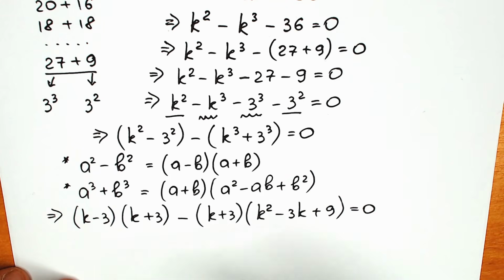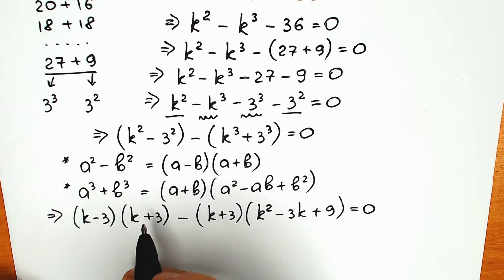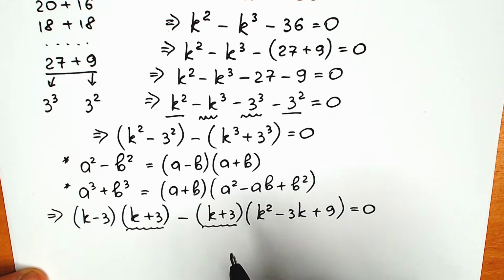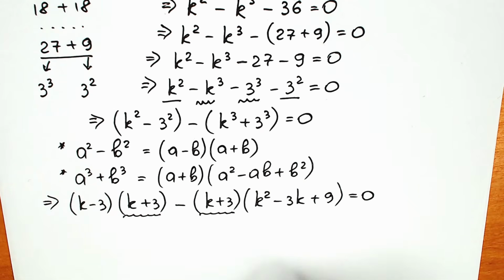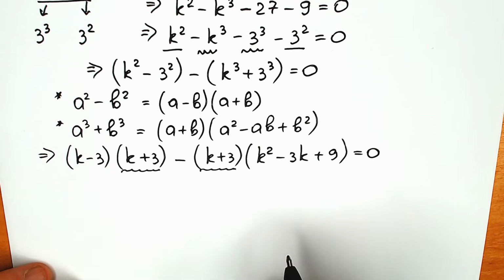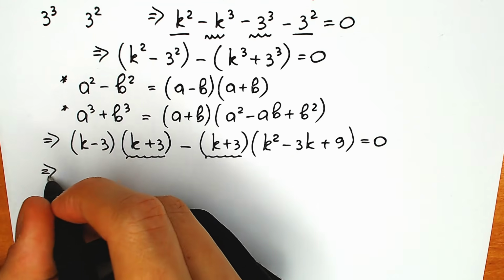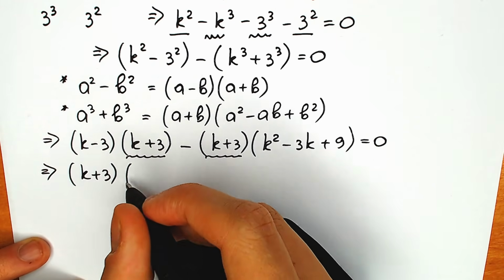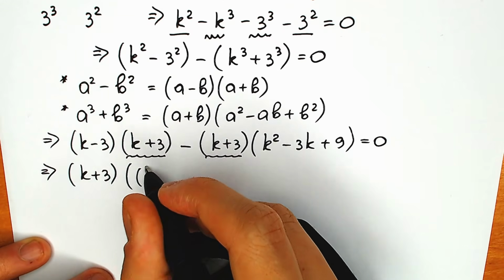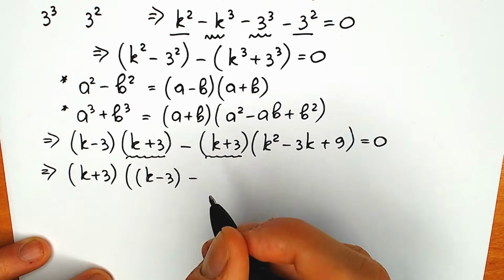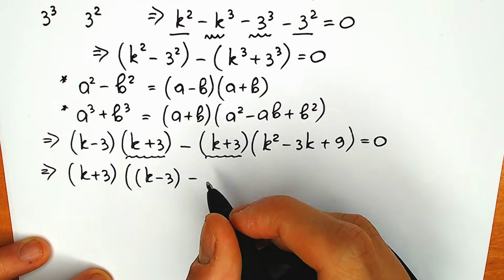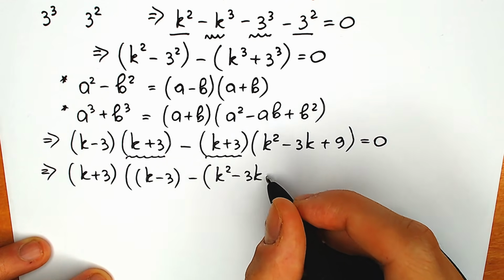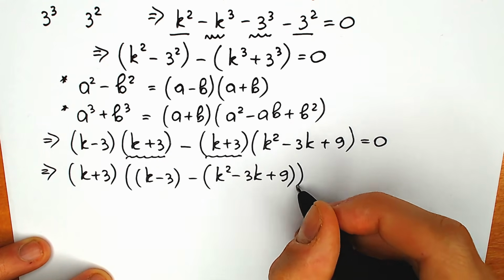Really great. And right now, what can we see? We can see the common expression k plus 3 and k plus 3 right here. So we can actually factor this k plus 3 as a common expression. So let's do it right now. So we have k plus 3. And in other parentheses, what do we have? k minus 3 from here, so k minus 3, minus, right here we can write this one, k squared minus 3k plus 9 equal to 0.